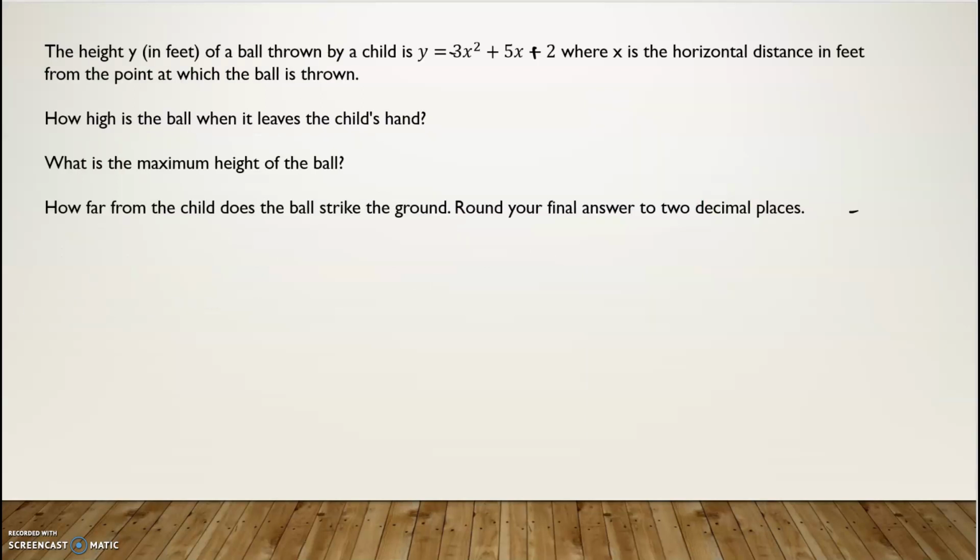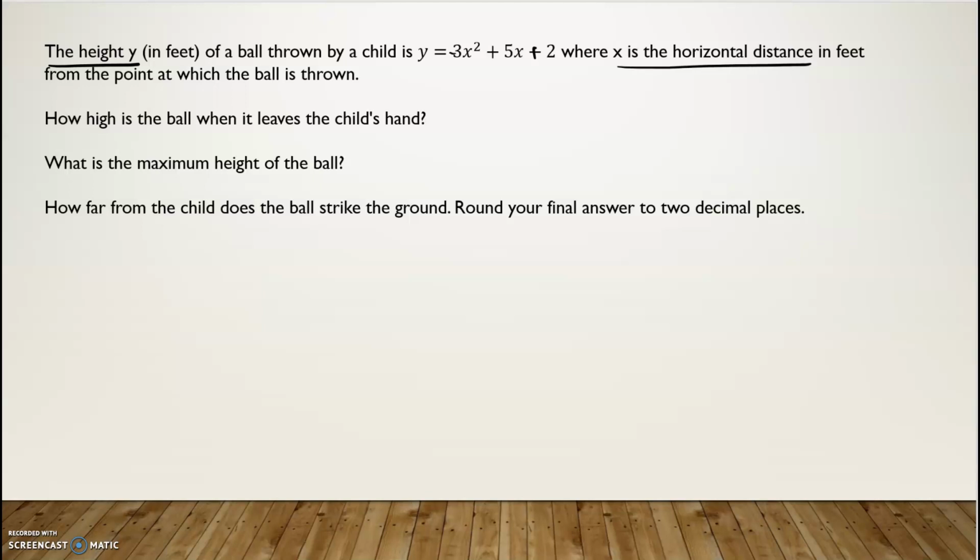Okay, now let's look at this one. The height y in feet of a ball thrown by a child is y equals -3x squared plus 5x plus 2, where x is a horizontal distance in feet from the point at which the ball was thrown. And you know what y is? Y is the height, and x is the horizontal distance.